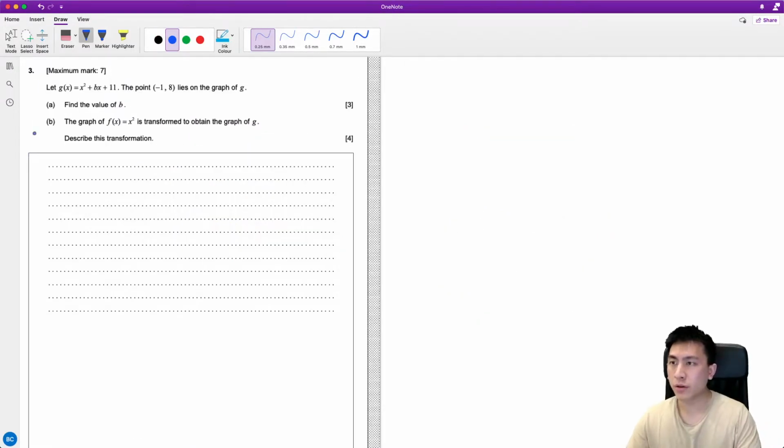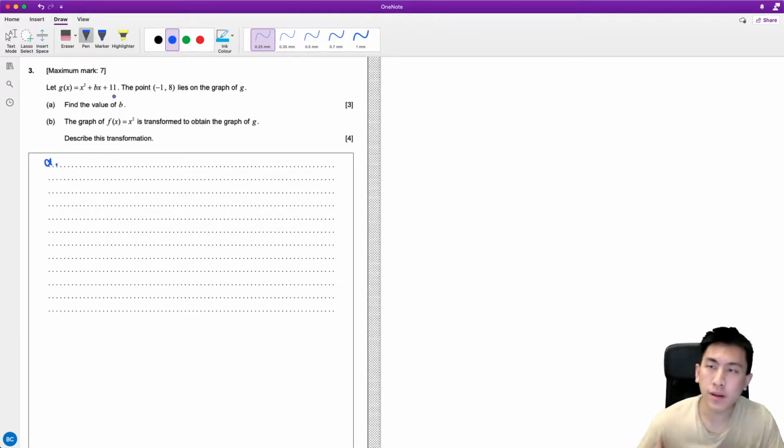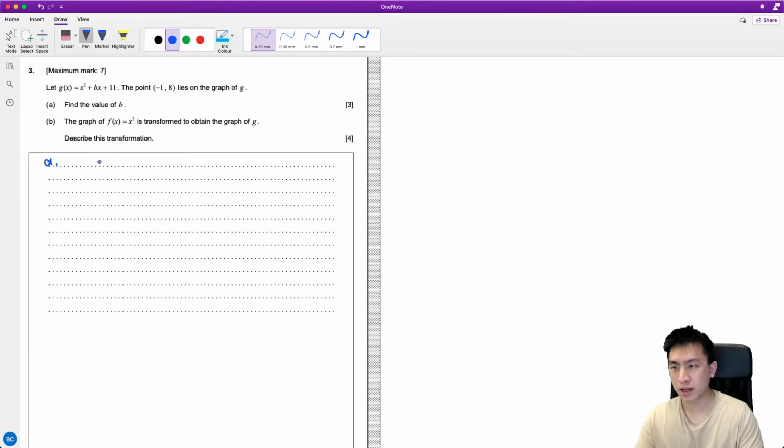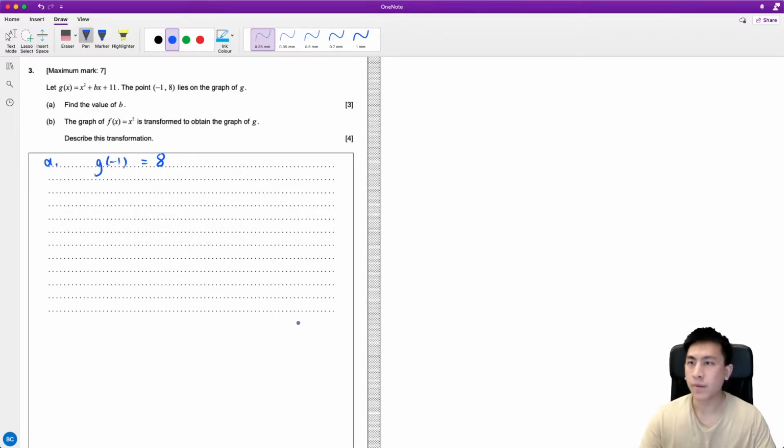Okay, so question 3. Part A, you were given a function g(x) equals x squared plus bx plus 11. And then they tell you that the points minus 1 and 8 lie on the graph of g. I think that's very straightforward, right? That really just tells you that g of minus 1 equals 8. And that's really it, right?